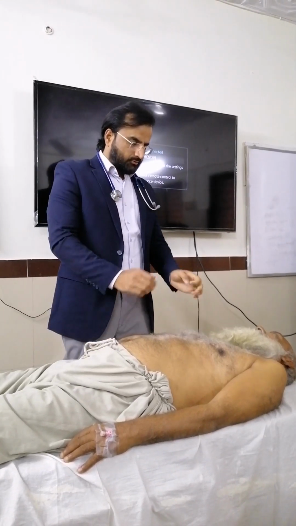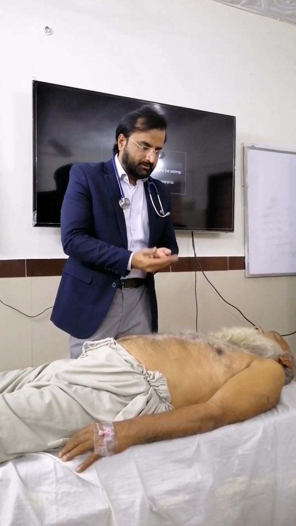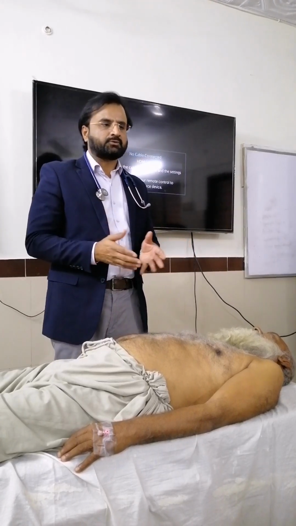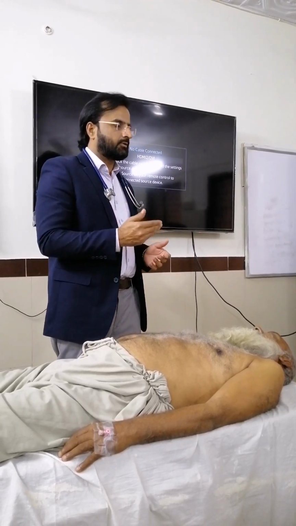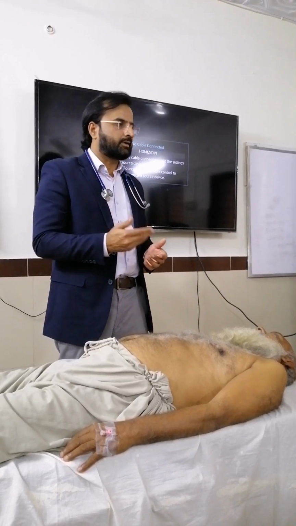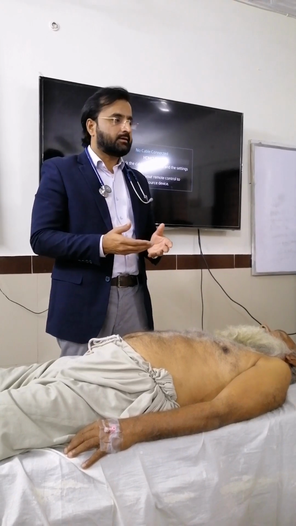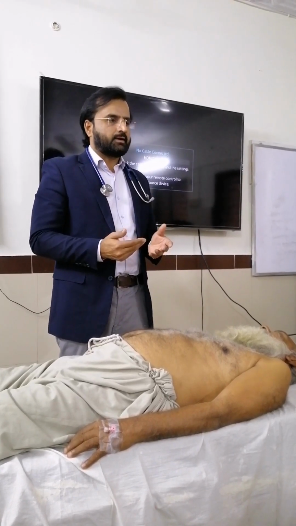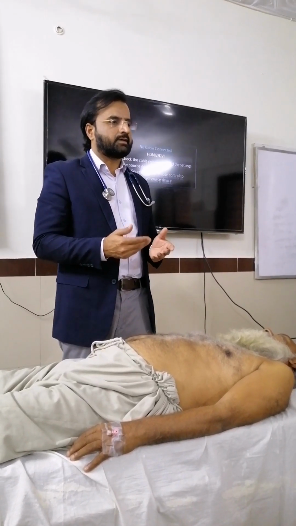Right. So first you do the localization of the beat. You must be knowing what the normal localization of the apex beat is. Where is the apex beat normally located? It's located in the fifth intercostal space, inside of the midclavicular line. That is the normal apex beat.